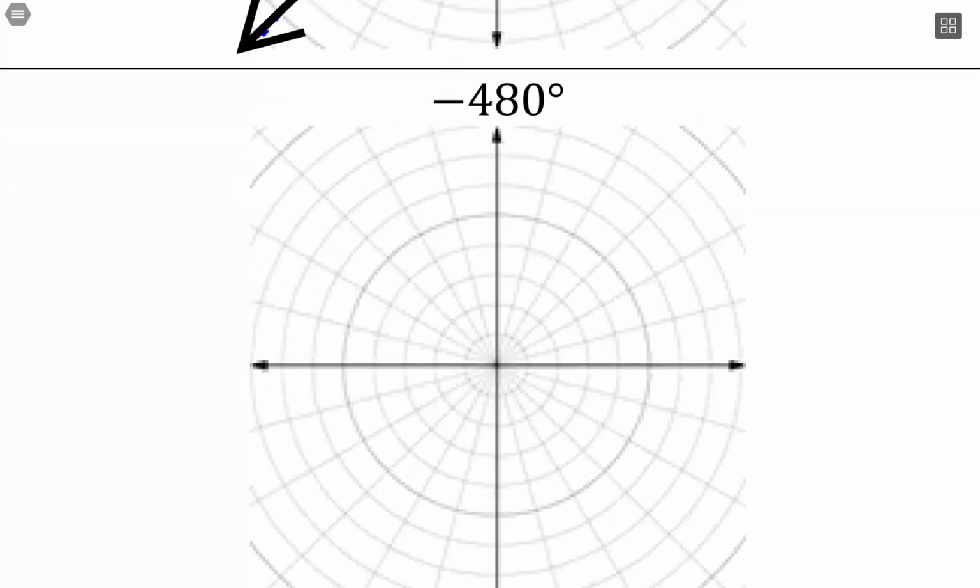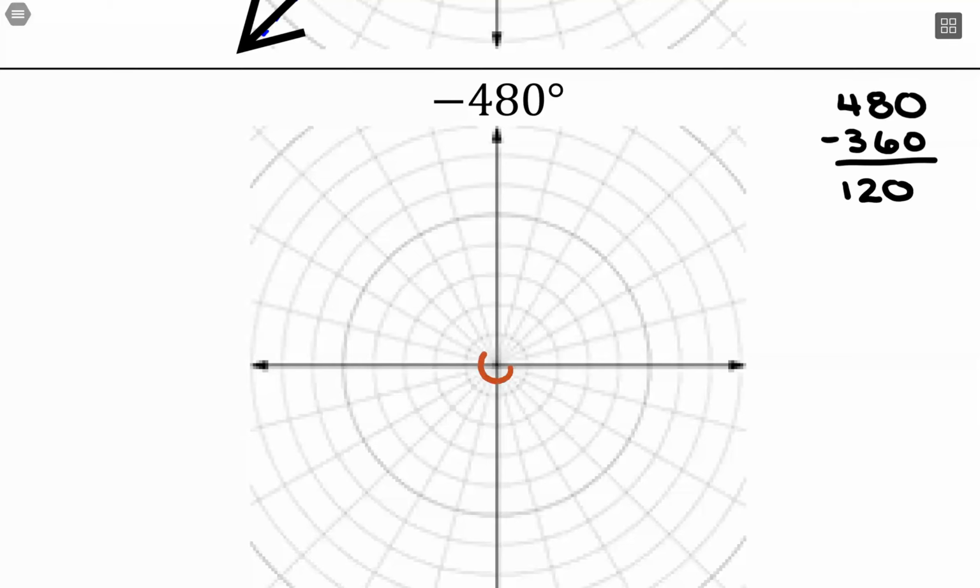Negative 480 degrees. So I know it's negative, so I'll be going in a clockwise direction. And 480 is larger than 360, so I know I'm going to make a full revolution. So to help out with my numbers, I'm just going to think about, okay, I have 480. What happens when I cover that full revolution of 360? How much am I going to have left over? And I'll have 120 left over.